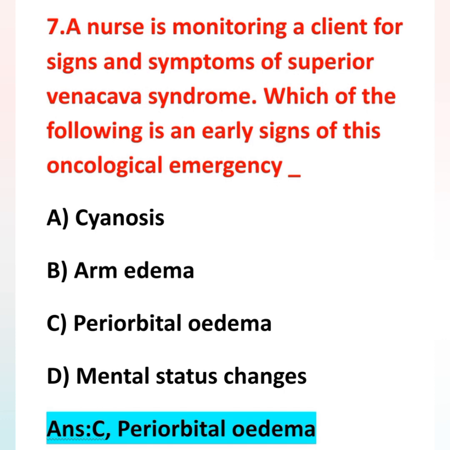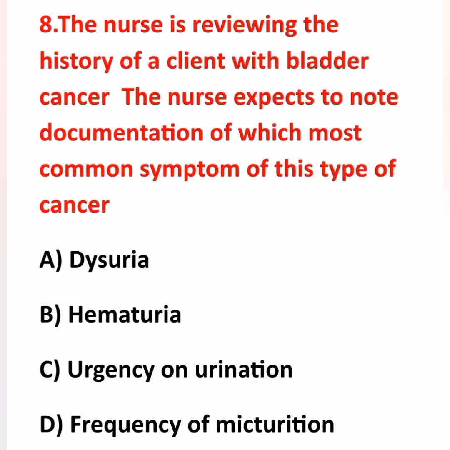And the next question, question number 8. The nurse is reviewing the history of a client with bladder cancer. The nurse expects to note documentation of which most common symptom of this type of cancer. And the options are option A dysuria, option B hematuria, option C urgency on urination, option D frequency of micturition.